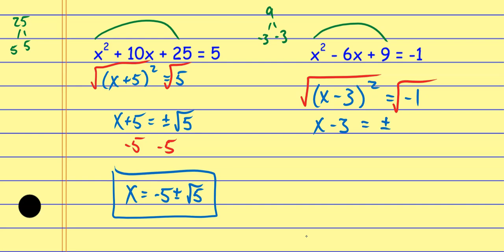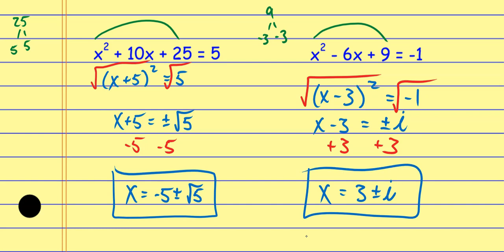Over here, don't forget the plus or minus. The square root of -1 is an i. And now I'm going to add that 3 over to the other side. And once again, of course we wouldn't be able to solve this one by factoring because the answer has imaginary numbers in it, okay? Factoring only works when the answers work out nicely, when they're rational answers.